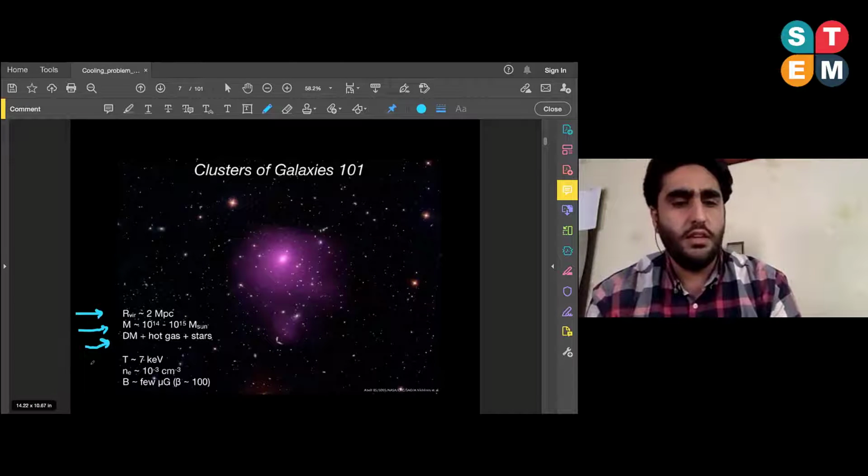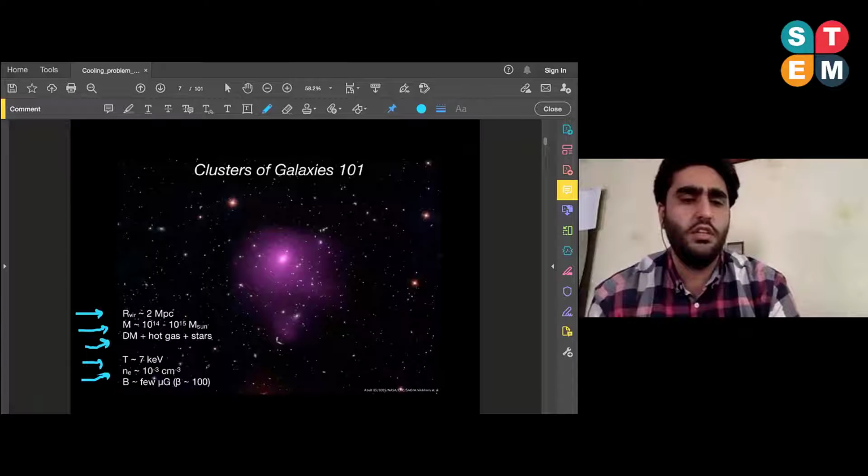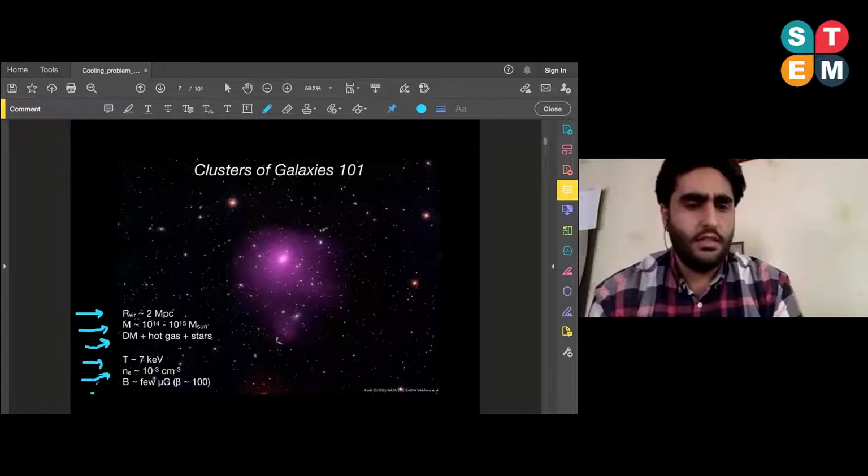The typical temperature in a cluster of galaxies is of the order of 7 kilo electron volts. And the number density of electrons, you can see, is 10 to the power minus 3. And the magnetic field is of the order of micro Gauss.